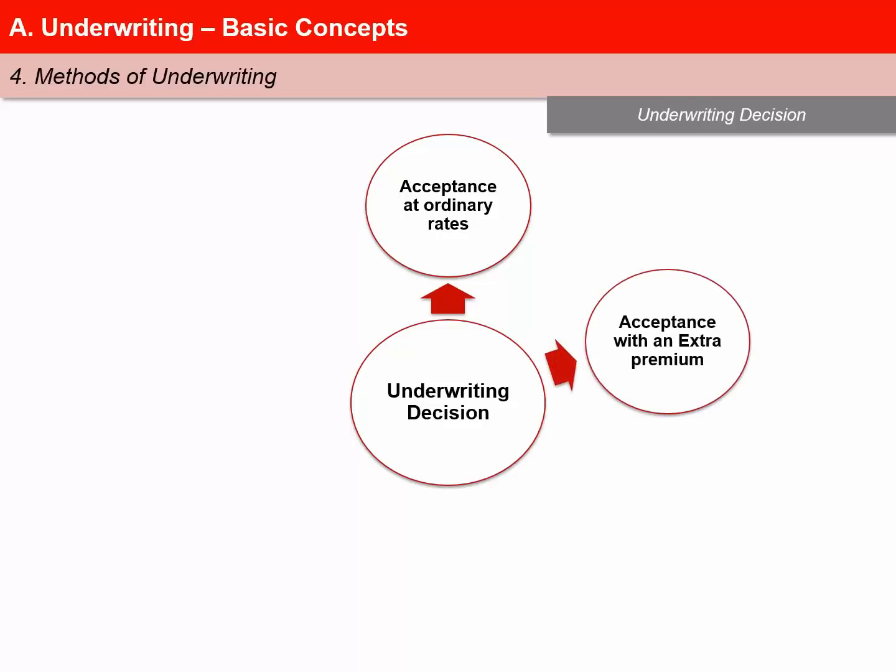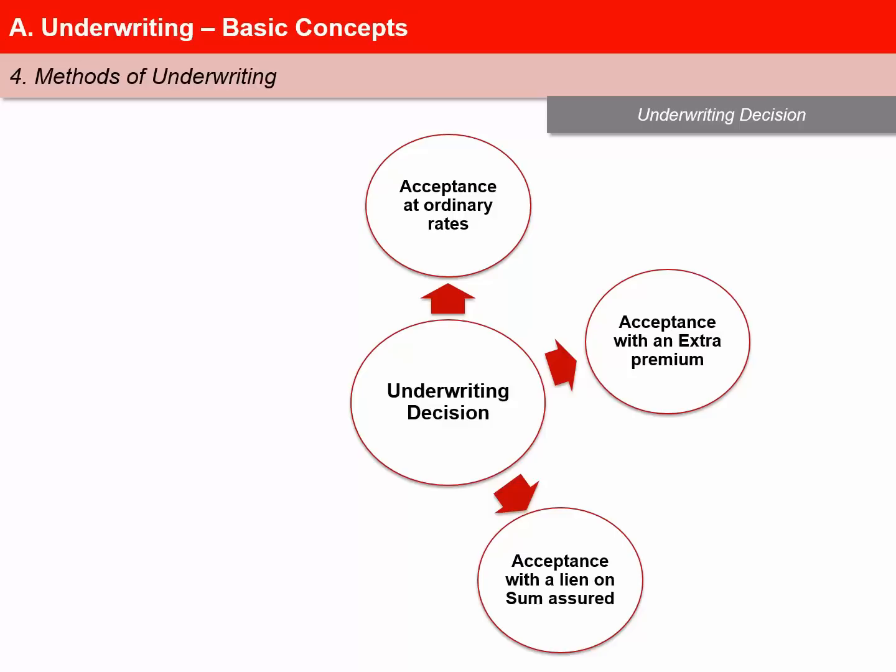Second, acceptance with an extra premium. It is the most common way of dealing with the large majority of substandard risks and involves charging extra premium over the tabular rate of premium. Third, acceptance with a lien on the sum assured. A lien is a kind of hold which the life insurance company can exercise, in part or whole, on the amount of benefit to be paid in the event of a claim.